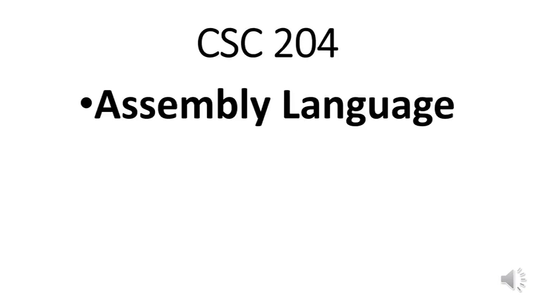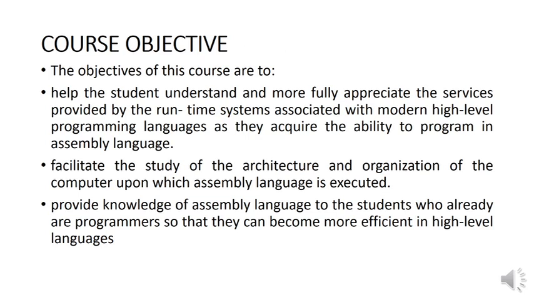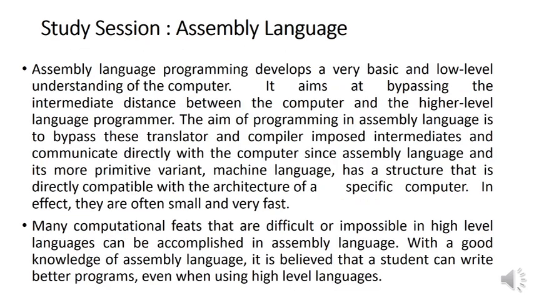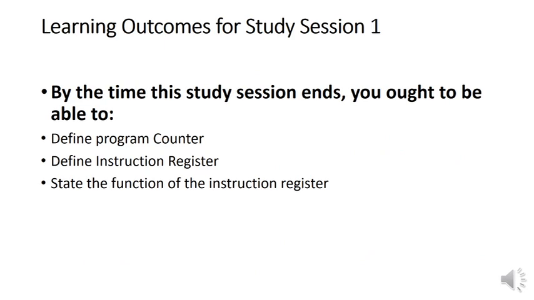We are still doing assembly language. This is section 1, course unit 2. The objective of the course still remains the same. Then the study section still remains the same. Then the learning outcome that is expected is for us to be able to define program counter and define instruction register, and at the same time to be able to state the function of instruction register.